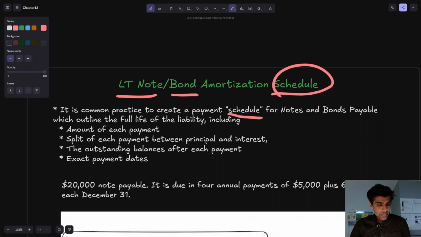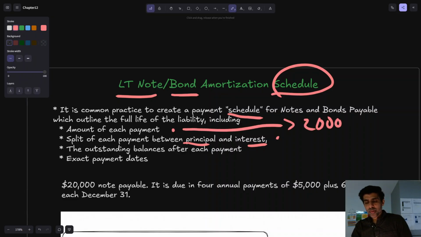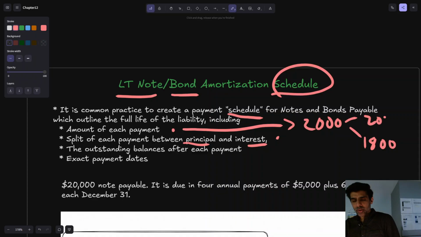Okay. So again, what is the schedule going to have? It's going to have the total amount of each payment. It's going to split principal and interest because remember, if you pay, you know, $2,000 a month for your mortgage, maybe, especially at the beginning, we'll see this in a second, more of it is interest. Maybe $1,800 is going to be interest and $200 is principal. So this is principal and interest. But the payment schedule will break that out. You'll be able to see oftentimes what the split is.